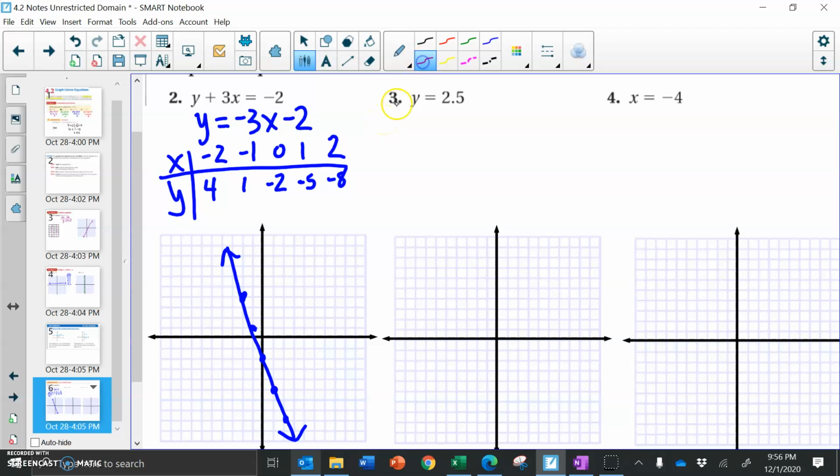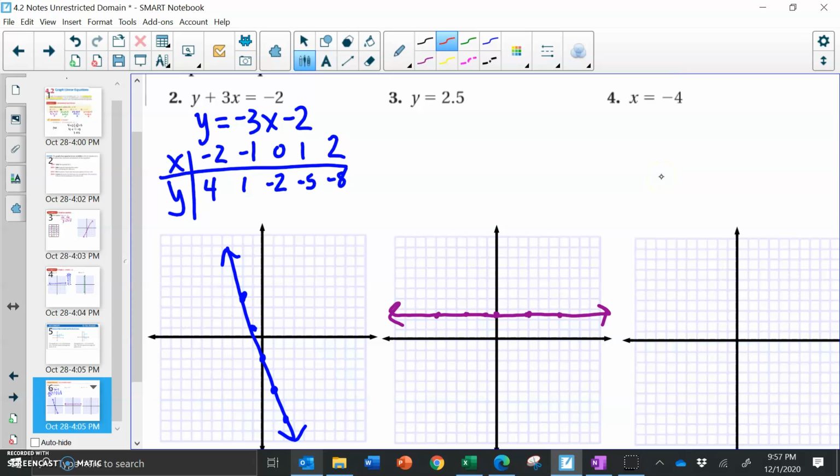Okay, when we go to graph this one, y equals 2.5, I notice that it does not have an x value in it, which means it's going to be a horizontal line that hits the y-axis at 2.5. So we'll start up here at 2.5. You can add a couple of points to the left and to the right to help you make your line straighter. And then I connect those points and make my horizontal line that hits the y-axis at 2.5.